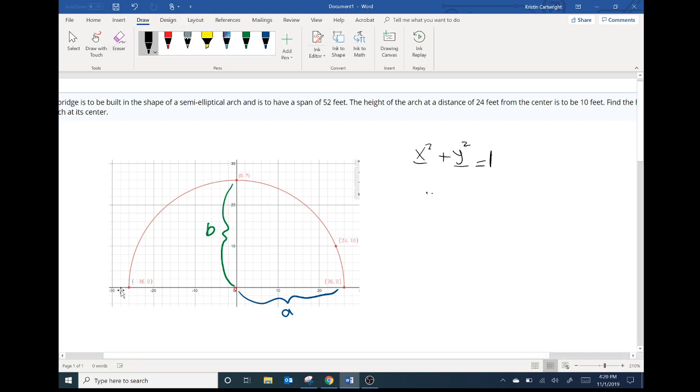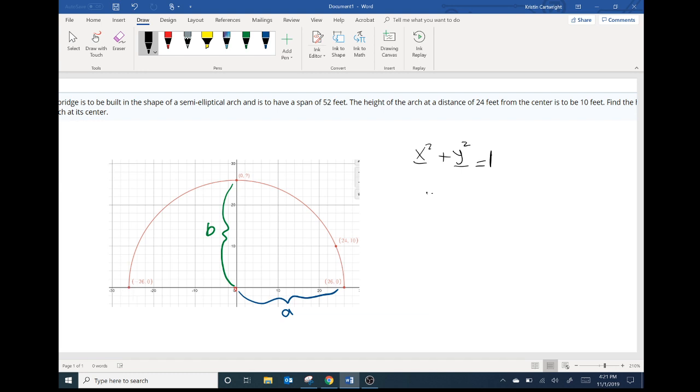So my center is at the origin, and it has a span of 52 feet. To have a span of 52 feet means I need to go out 26 from each end on the major axis. I'm going to consider this a major axis right now. I don't know how tall this arch is yet because I haven't solved for it, so I am just going to assume that my a is my larger denominator, and that this thing is stretched horizontally. I always put my larger denominator underneath the term where we're stretched that way. So the major axis should be going the same direction as the x-axis, and I'm going to put my bigger denominator under my x term.